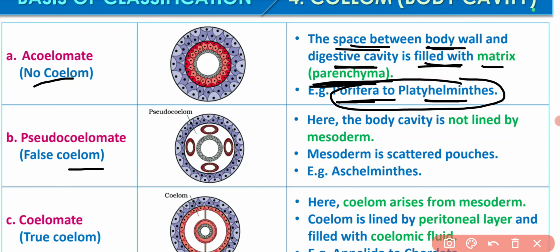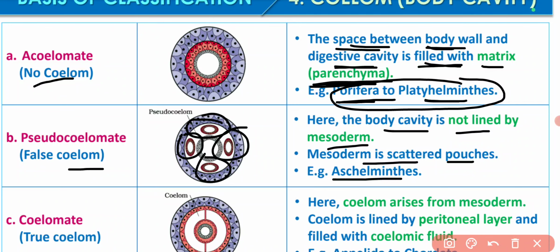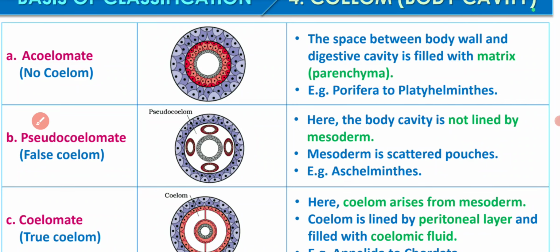Pseudocoelomate, or false coelom, is where the body cavity is not lined by mesoderm. Mesoderm is present as scattered pouches. That's why these are called pseudocoelomate or false coelom, and it is found in the Aschelminthes. And third is the coelomate.